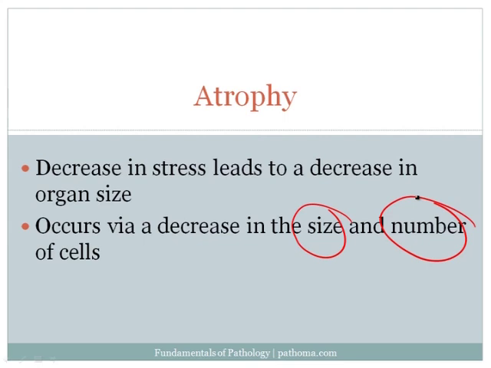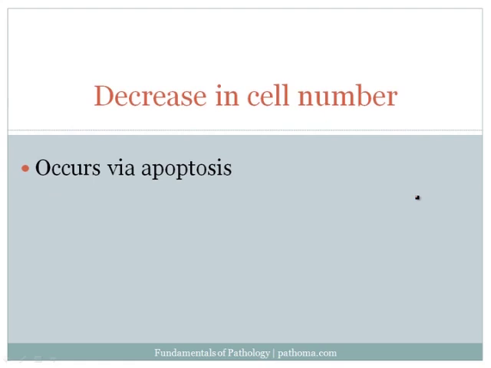Again, it's not sufficient to simply know the definition of atrophy. The examiners like to go after the mechanism of atrophy, and so let's touch on that briefly. Well, remember that atrophy is going to occur in 2 ways. The first would be to decrease the number of cells. And a decrease in number of cells is going to occur via apoptosis. Apoptosis is a mechanism of cellular death that we'll discuss in more detail later on in this chapter, but it's very important to know that a decrease in cell number will actually occur via apoptosis.